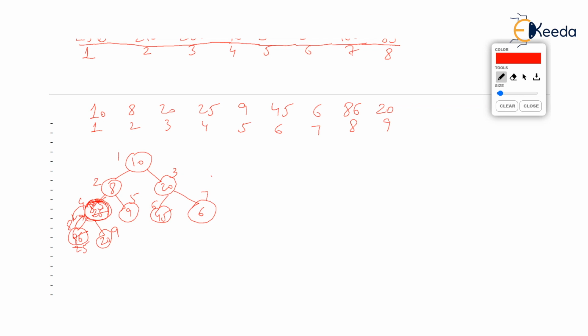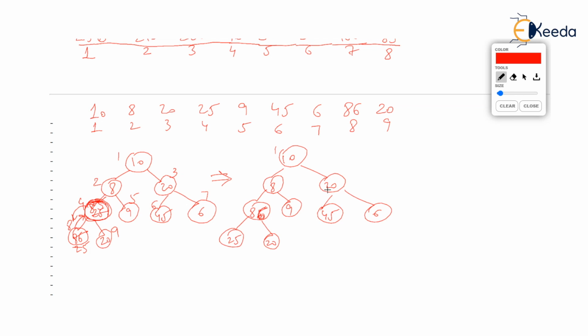So now what is the latest heap that we have? The heap we have is 10, 8, 20. Next value is 86. Then 9. Then 45. After that 6. And the last values are 25 and 20. So this is the current heap.